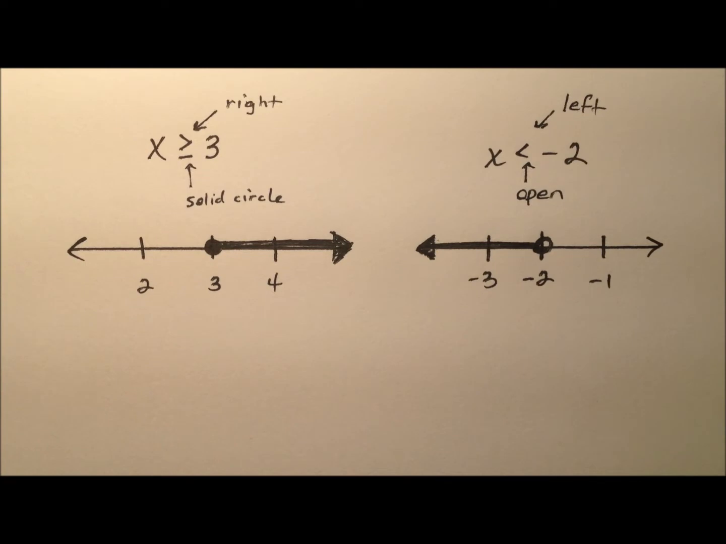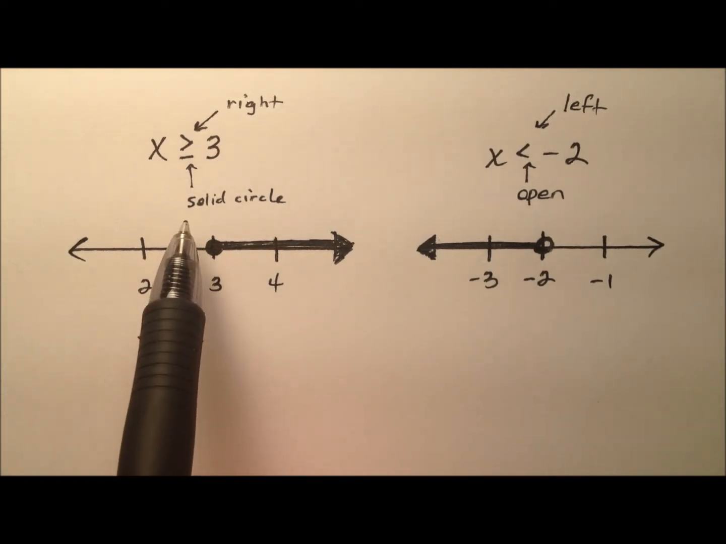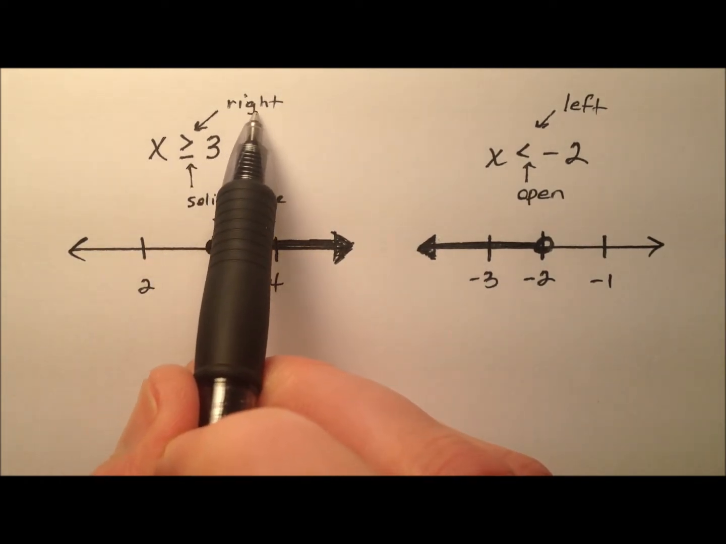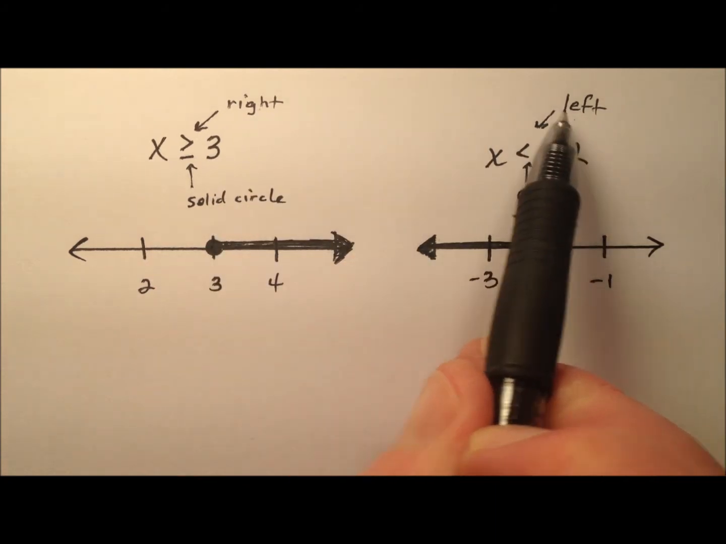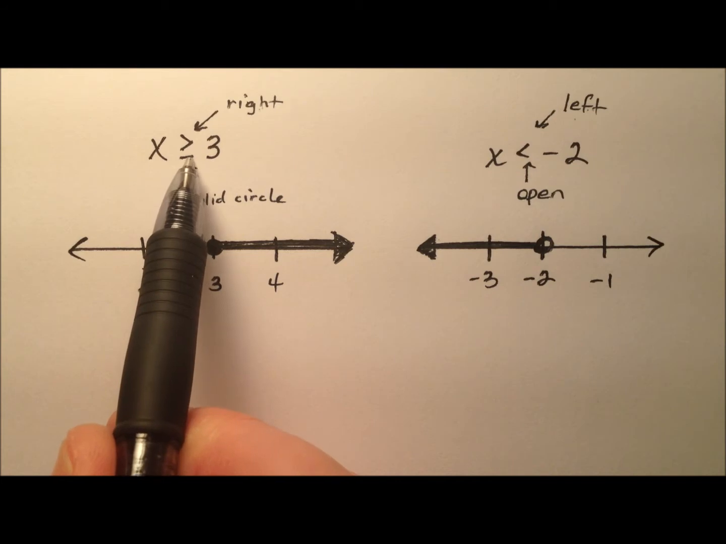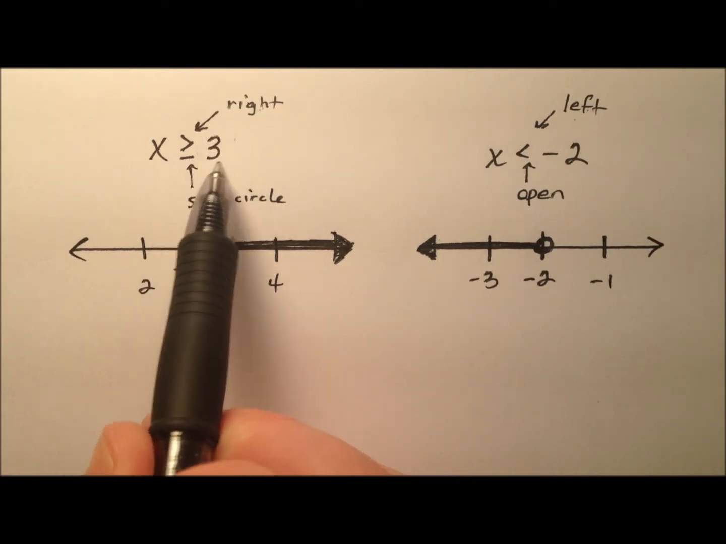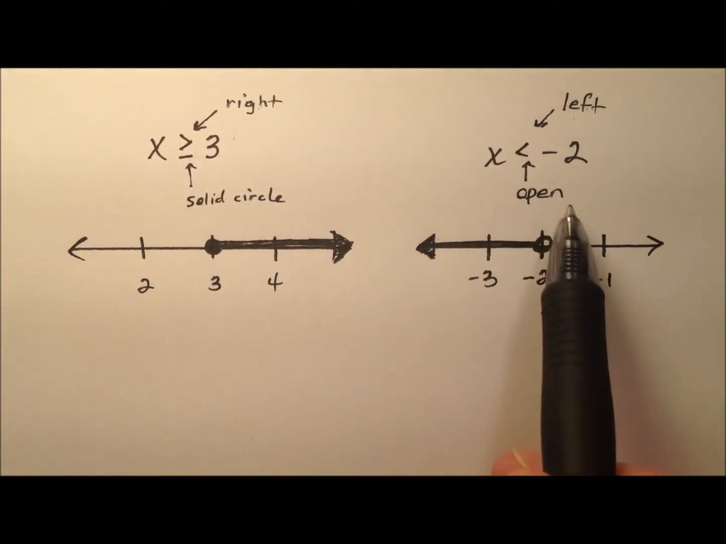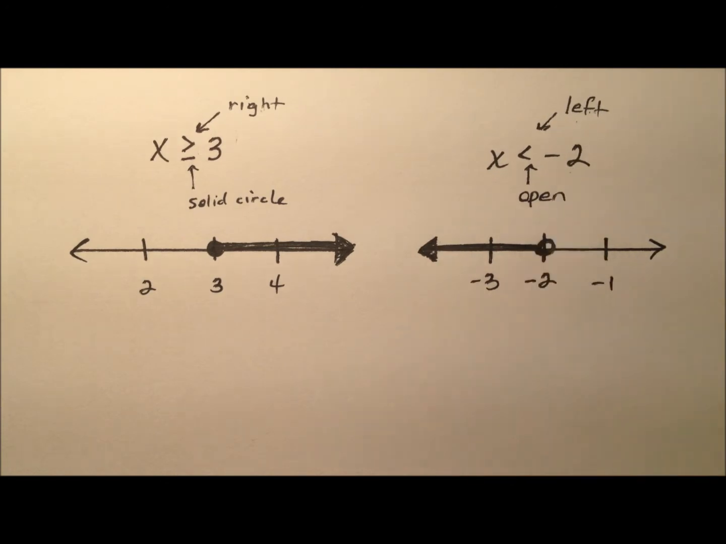So I shaded to the left and I left my circle open. These two pieces are going to make direct connections when I start graphing linear inequalities in two variables. So remember these two pieces of information: whether I shaded to the right or the left, so greater than or less than, and whether I had a solid circle because my solution set included the endpoint, or whether I left my circle open because the solution set did not include my endpoint.